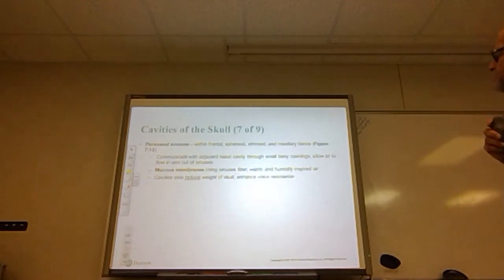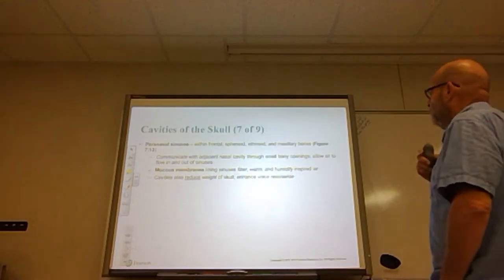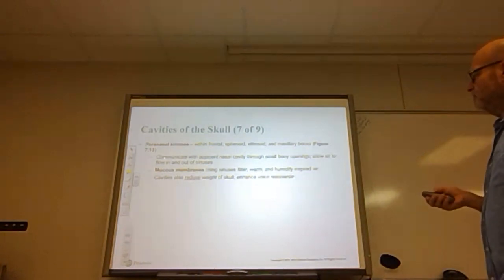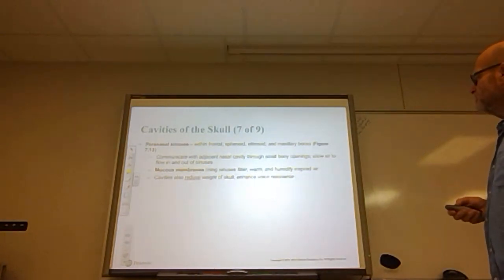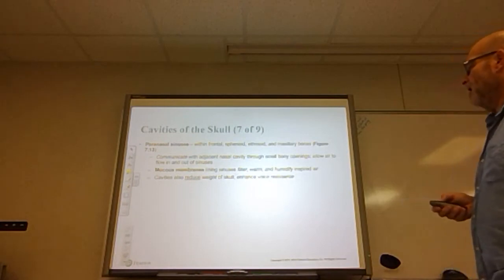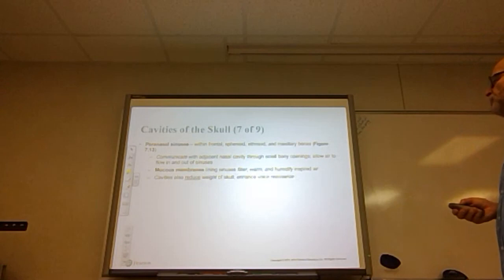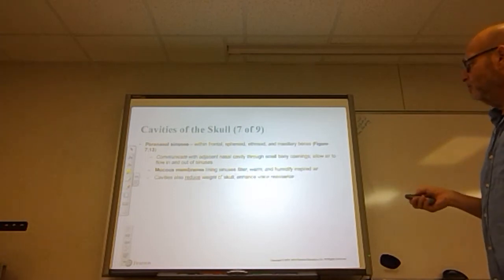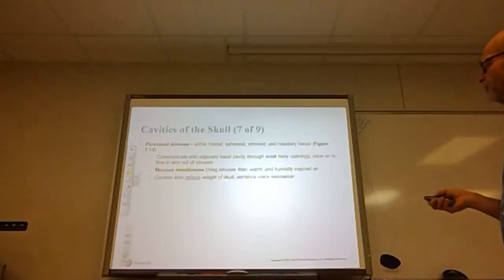The paranasal sinuses are found within the frontal, sphenoid, ethmoid, and maxillary bones. They communicate with adjacent nasal cavities through small bony openings, which allow air to flow in and out of the sinuses. The mucous membrane lines the sinuses. The function of the sinuses is to filter, warm, and humidify air that you breathe in. These cavities also reduce the weight of the skull, and they also play a role in your voice production or voice resonance.